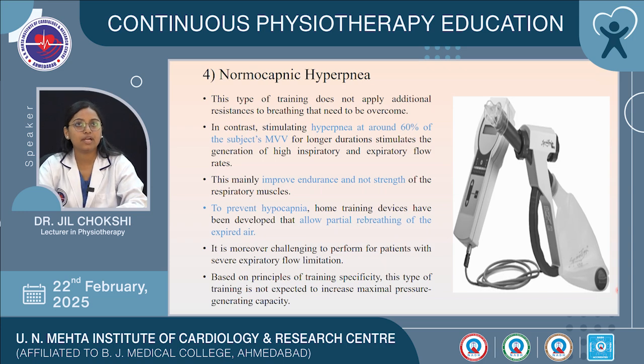Fourth one is the normocapnic hyperpnea. This type of training does not apply additional resistance to breathing that needs to be overcome. In contrast, stimulating hyperpnea at around 60% of the subject's MVV for a longer duration of 30 minutes stimulates the generation of high inspiratory and expiratory flow rates. This mainly improves the endurance and not the strength of the respiratory muscles.